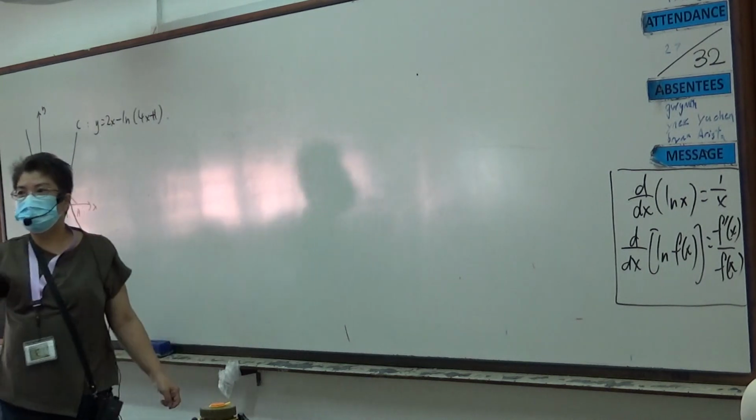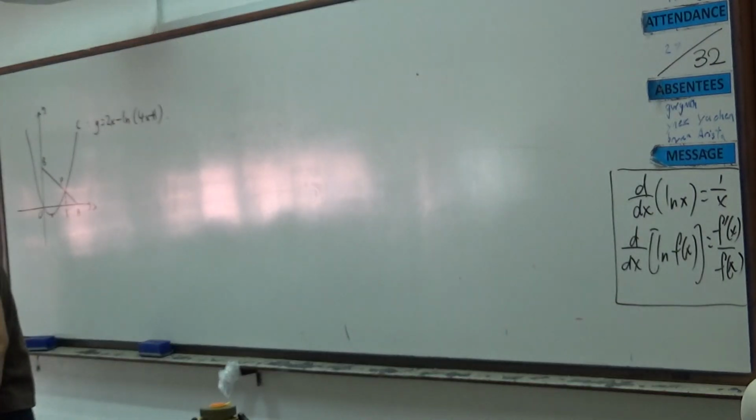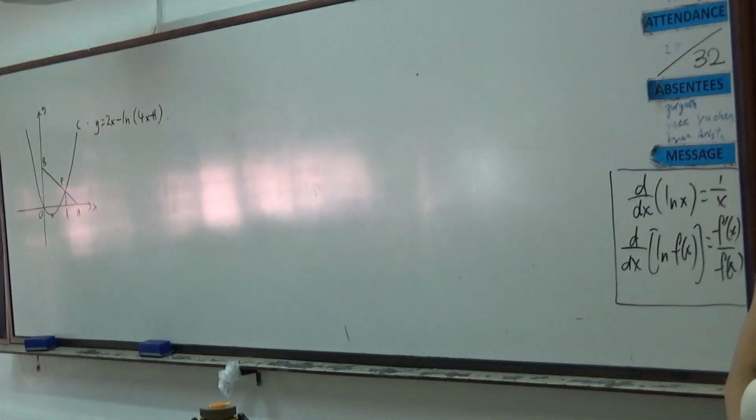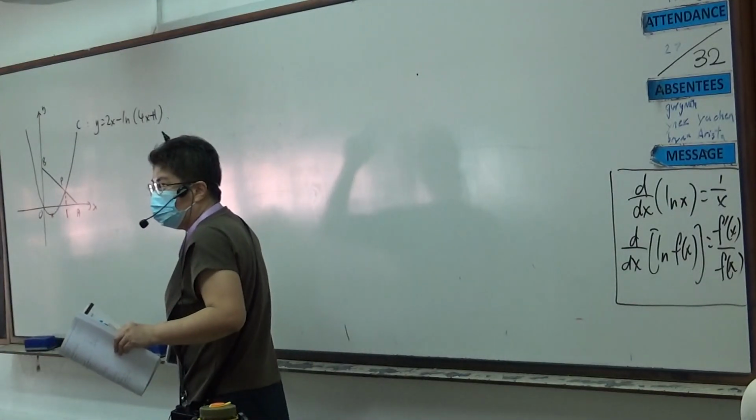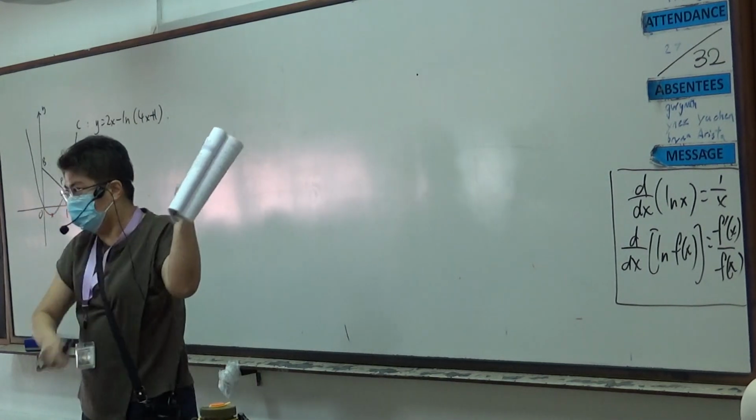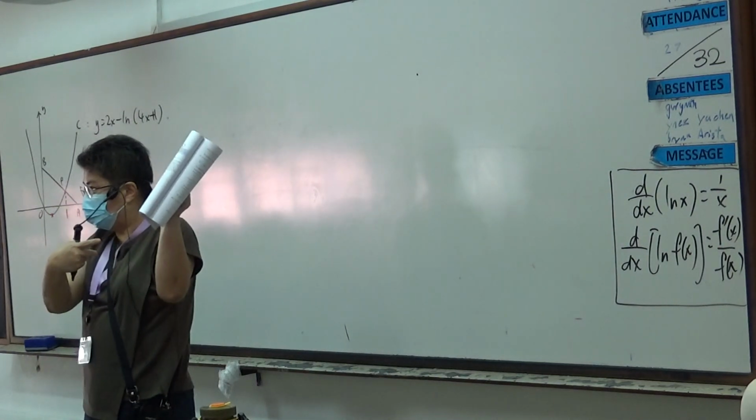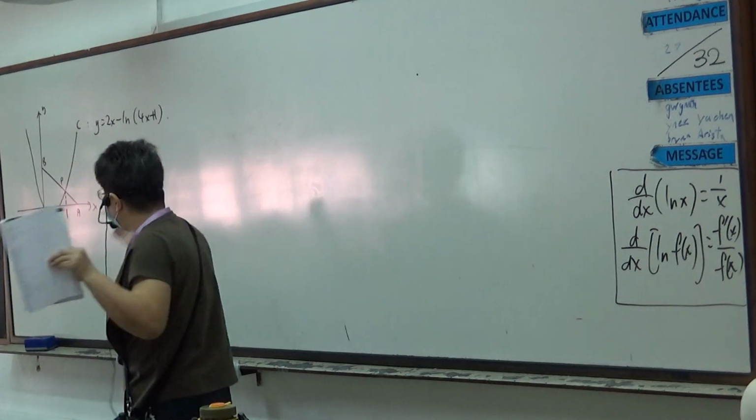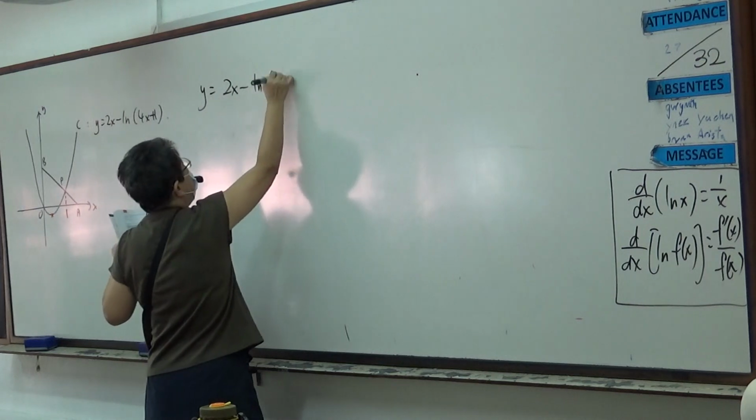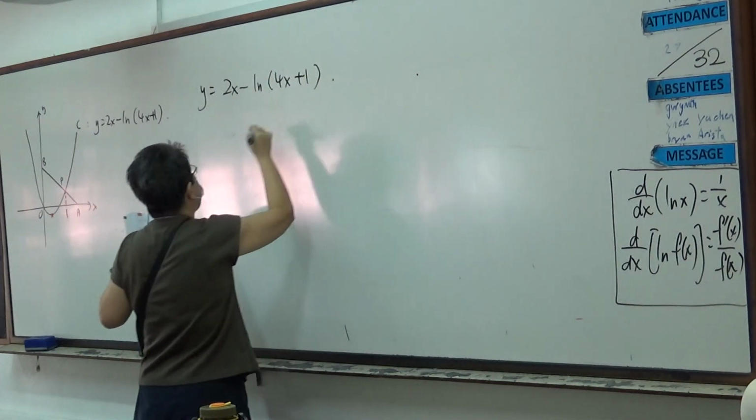Now, all of you look up. Minimum point means what? dy/dx equals what? 0. Okay, very good. Now let's take a look. All look up here. Do not copy this in your textbook. Okay? y equals 2x minus ln(4x plus 1).